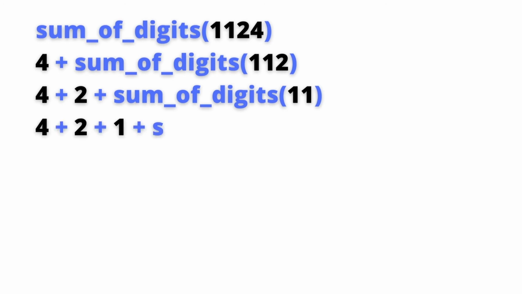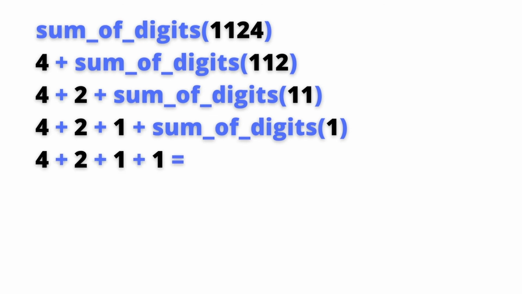When sum of digits is called with 11, 1 is stripped off and sum of digits is then recursively called with 1. When sum of digits is called with 1, 1 is immediately returned, returning the result 8 when all the integers are added up.